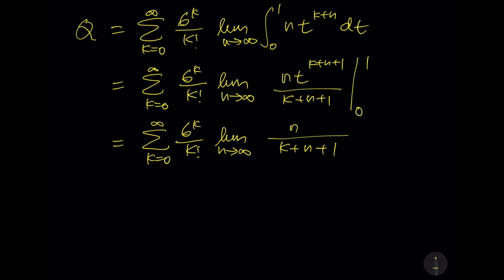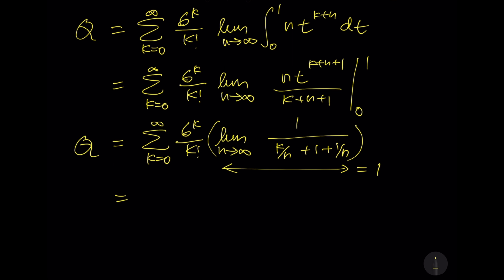So now we would like to evaluate the limit n approaching infinity for n divided by k plus n plus 1. One easy way is to divide the numerator and denominator by n. It becomes 1 divided by k over n plus 1 plus 1 over n. When n approaches infinity, this term obviously equals 1.